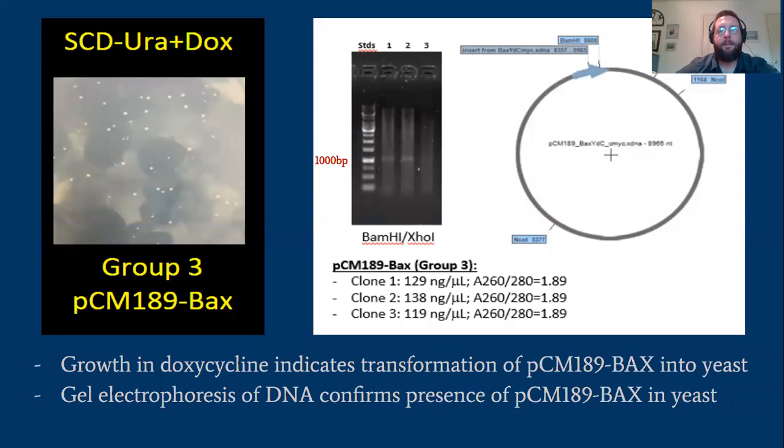As you can see in this next slide, the growth of yeast in doxycycline and in the absence of uracil indicates a successful transformation of PCM 189 Bax into yeast. This is further confirmed through restriction analysis of our agarose gel electrophoresis. As you can see, when cut at the BamHI and XhoI sites, we recovered the correct bands in our gel electrophoresis.